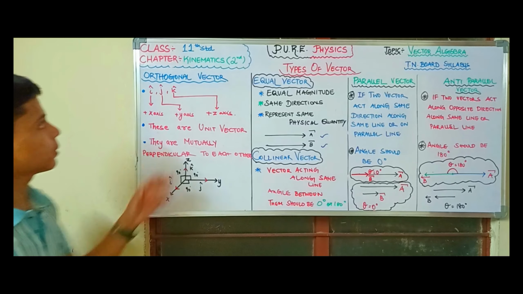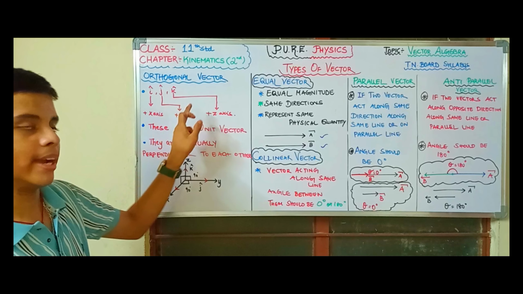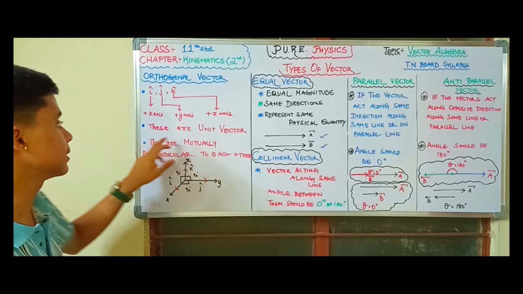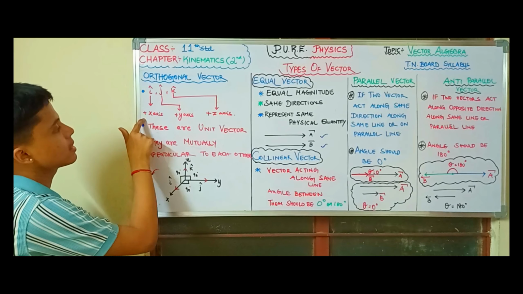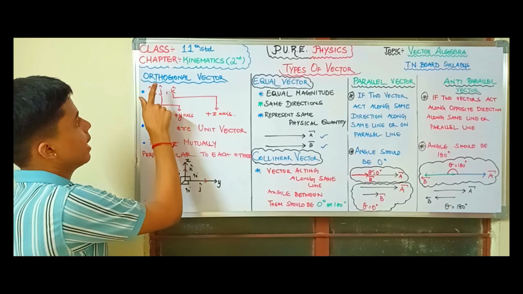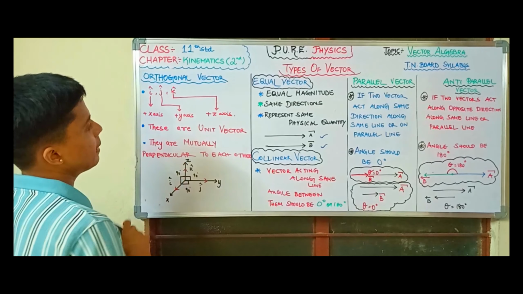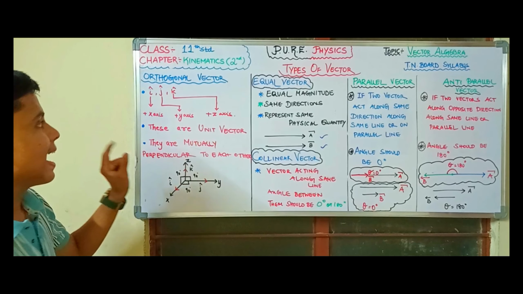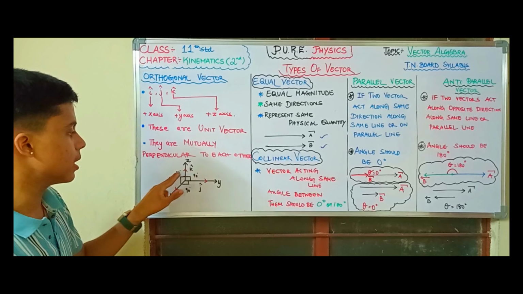Now we are going to see orthogonal vectors. Let me consider i cap, j cap and k cap. These three vectors are called unit vectors, and i cap represents the positive x-axis, j cap represents the positive y-axis and k cap represents the positive z-axis. So these are unit vectors, and all these unit vectors are mutually perpendicular to each other.